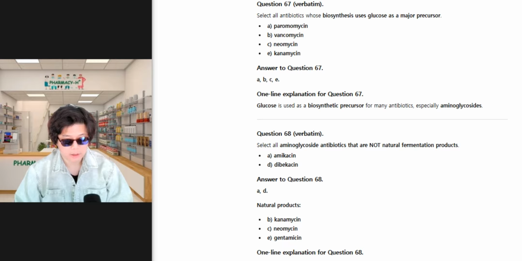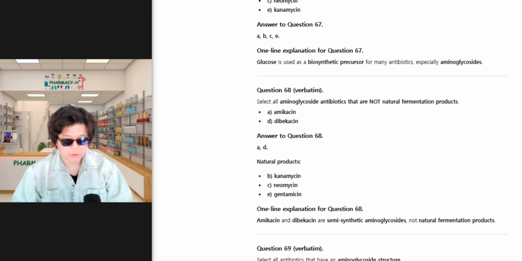Question. Select all aminoglycoside antibiotics that are not natural fermentation products. Amikacin and dibekacin. This is because the natural products are neomycin, kanamycin, and gentamicin. You can remember this by saying: neo, kana, and gentle men.